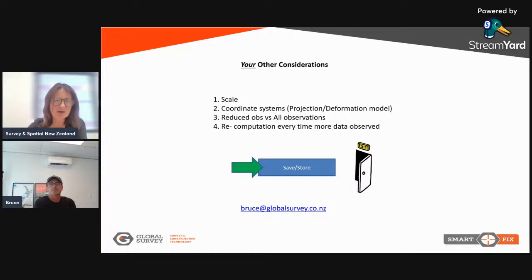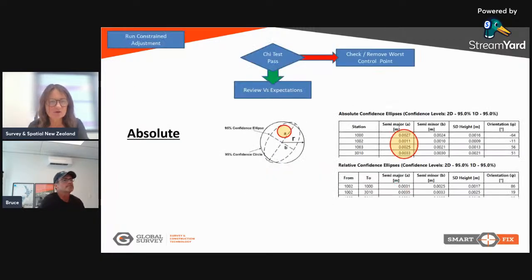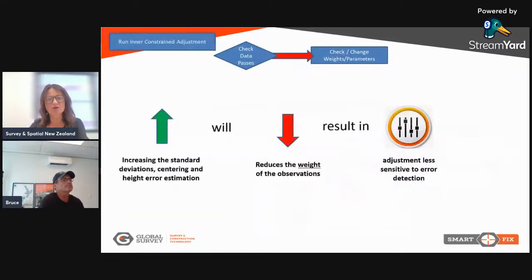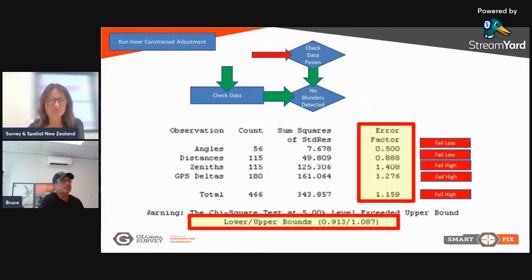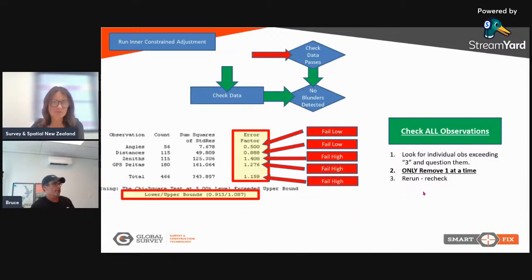Right, Bruce, we have one question that's just come through now. If the total error factor passes the CHI2 test upper and lower bounds, but the observations don't, would you have to change the OBS error factors? Yeah, that's a really good question. If this total value passes but individuals fail, you definitely need to go back and check all the observations. The key thing here is this is just a summary. I wouldn't say it's an average, but it's a guide to how the process is. You need to always check all the observations.